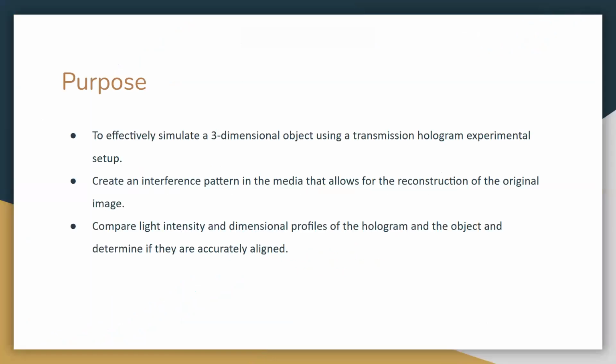So the purpose of this experiment was to effectively simulate a 3D object using a transmission hologram setup by creating an interference pattern in media that allows for the reconstruction of the original image, and to compare the light intensity and dimensional profiles of the hologram and the object that we chose to determine if they are accurately aligned.